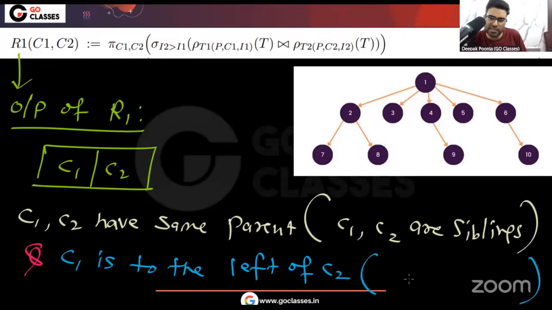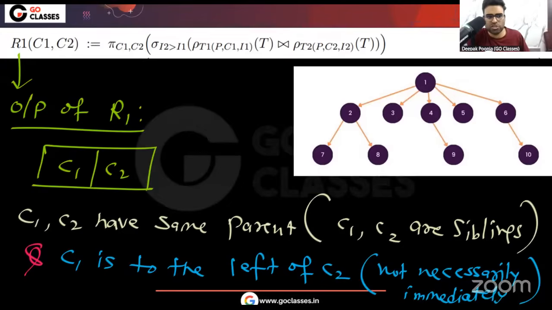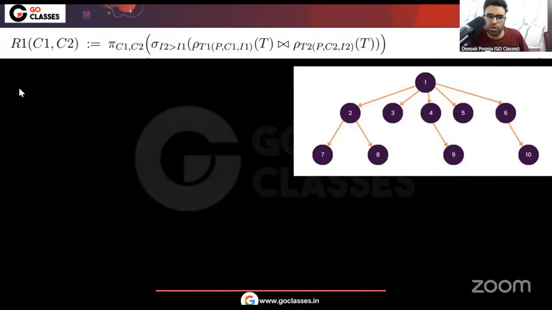Not necessarily immediately. Yes or no? The point is that from the left, the position of C1 should be less than the position of C2. So C1 is to the left of C2, not necessarily immediately, and C1, C2 have the same parent. That's it. So now can you tell me quickly what will be the output of R1?